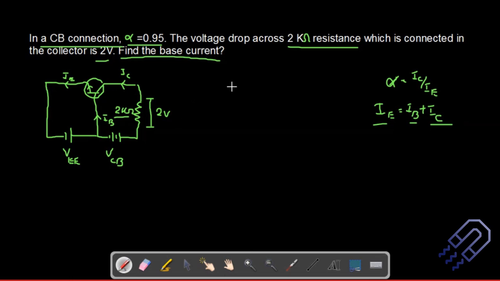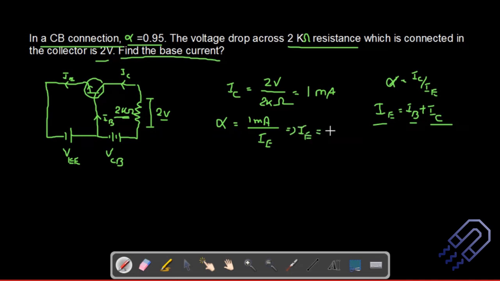So it's IC, the output current, which is nothing but 2 volt, that's voltage, divided by the resistance, which is 2 kilo ohm. If you do this calculation, you get 1, and since this is kilo, 10 to the power 3 goes on top, so this will be 1 milliamps. You cannot get a very high current out of it. So when alpha is equal to IC, which is 1 milliamps, divided by IE, then we can easily find out IE.